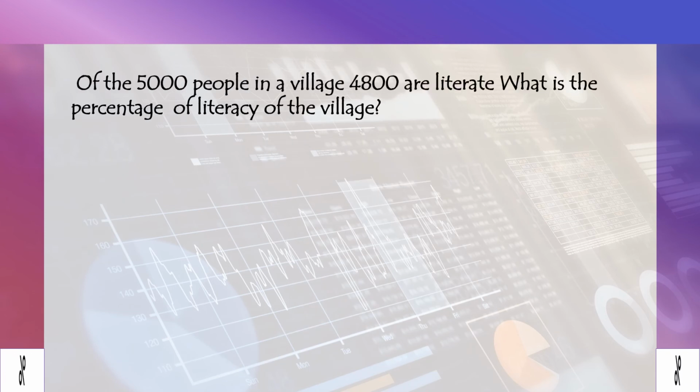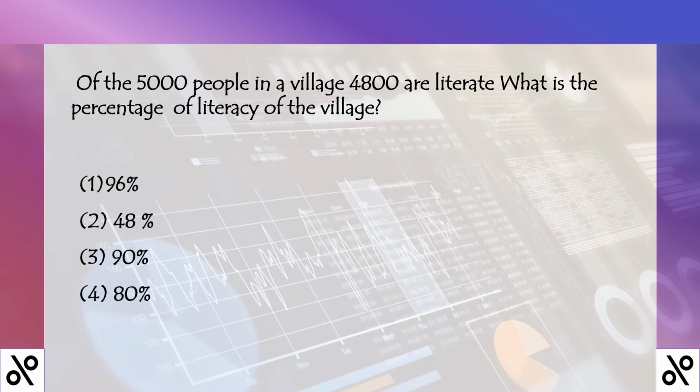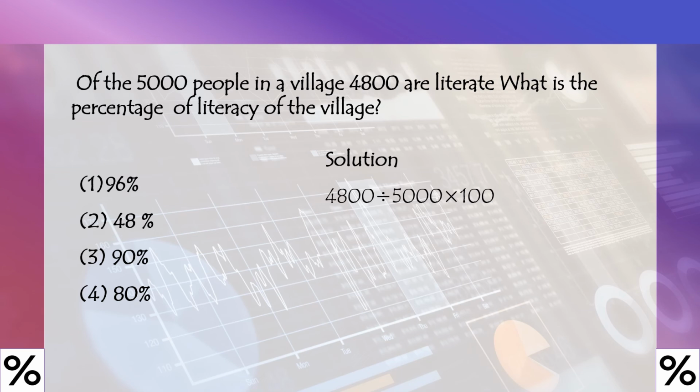Of the 5,000 people in a village, 4,800 are literate, पढ़े लिखे हैं, ठीक है? What is the percentage of literacy of the village? 96%, 48%, 90% or 80%? First thing, whenever you're supposed to find out the percentage, जो total number है people का वो नीचे आएगा denominator में, कितने उसमें से है, ठीक है?